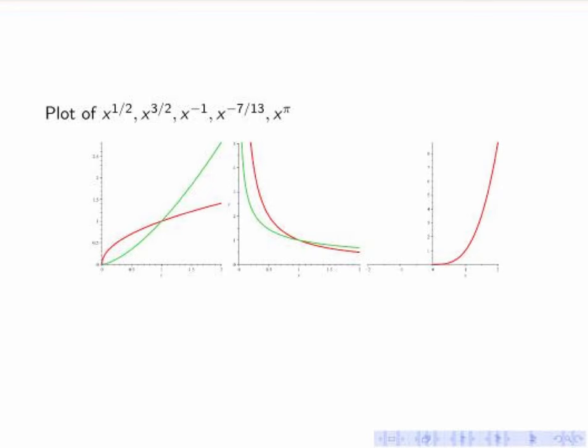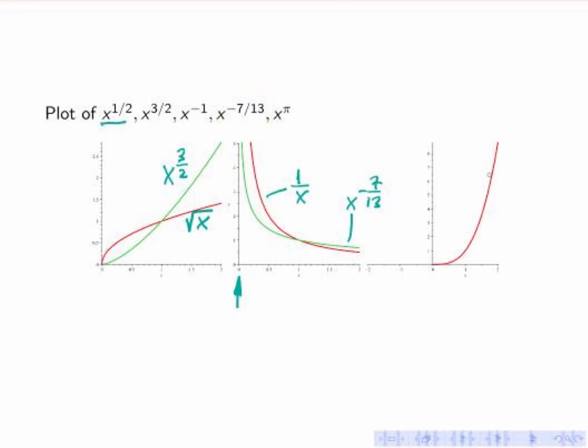Let's plot these functions. Here I have these 5 functions and I have 5 plots, and I need to find out which is which. So the red one here is the famous square root function, so that would be x to the 1/2. And the green one is x to the 3/2. This looks a little bit similar to the functions we have seen before with a natural number. And here, the red one is 1 over x, which is x to the -1. And the green one is x to the -7/13.